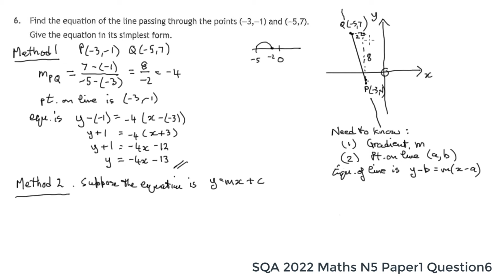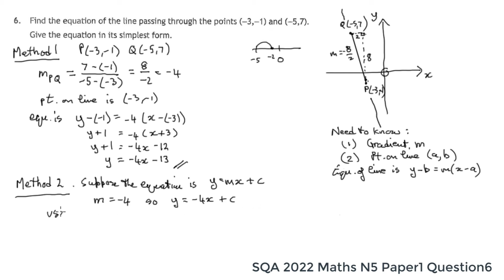So remember, gradient's the distance up or down divided by the distance along. So that'd be 8 over 2, but negative because we're going downhill. So it's negative 8 over 2. That's negative 4 as before. So we've got m being negative 4. So we know that y equals negative 4x plus c is the equation.